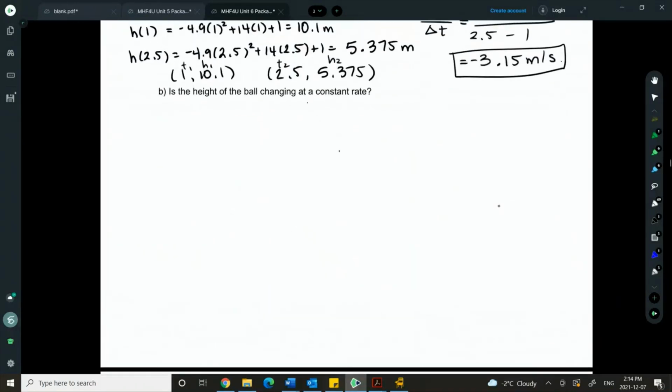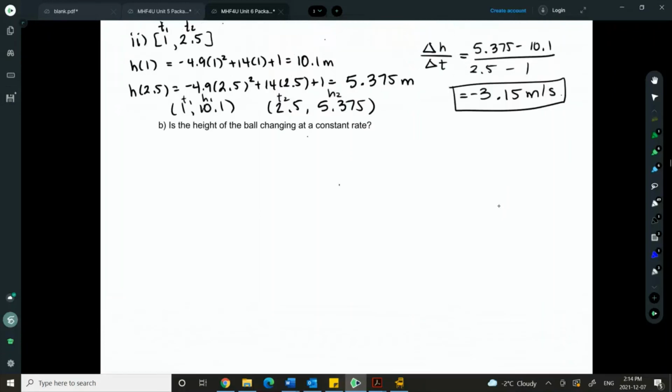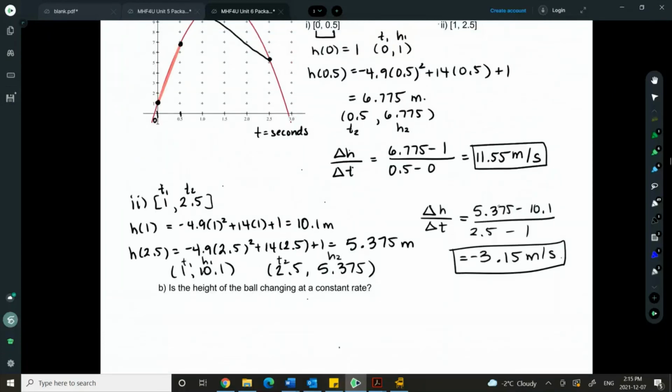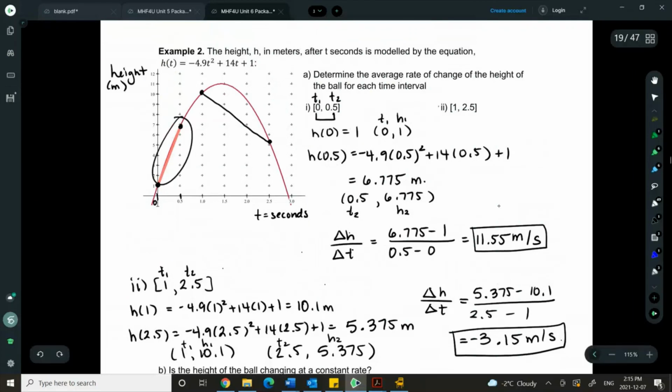All right, and final question here is, is the height of the ball changing at a constant rate? And of course, if I calculated how the height of the ball changes over two different intervals and I get different answers, I can clearly see that the slopes of the secants are changing. A constant rate would have to be just a straight line, and then that means that the change in height with respect to the change in time will be the same all across the function.